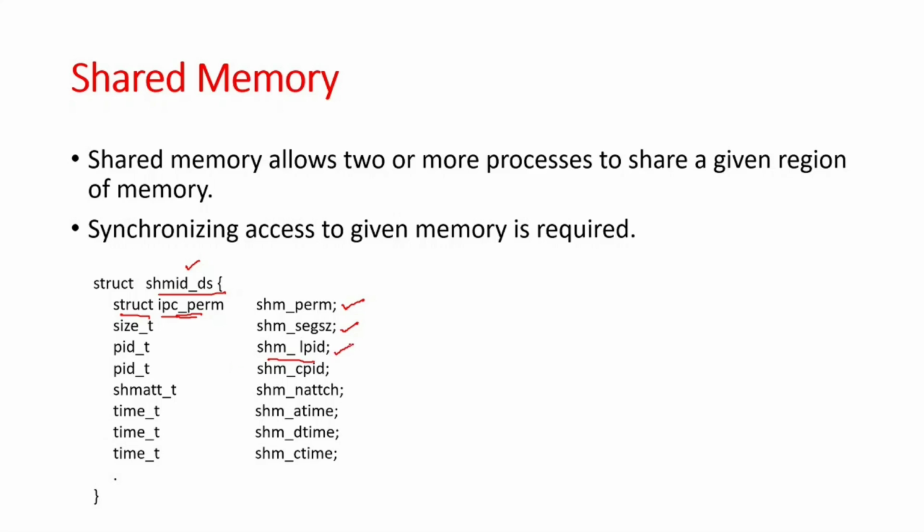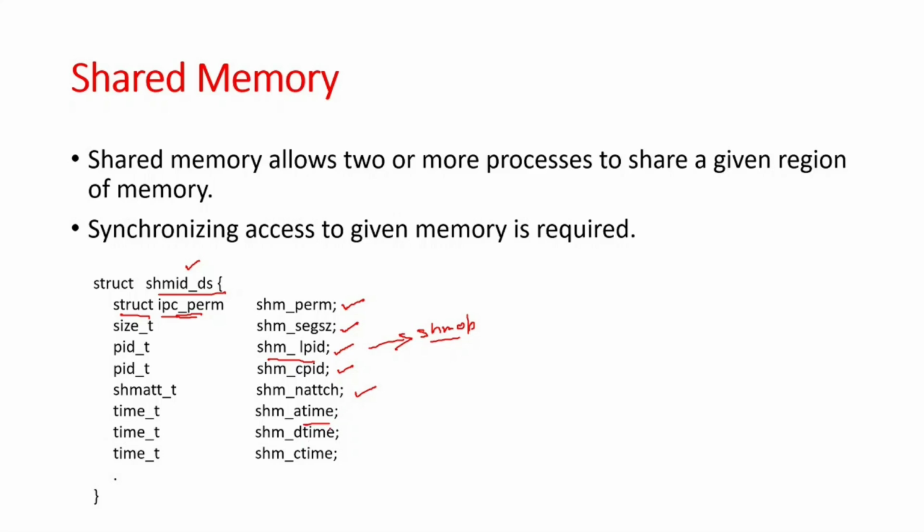Shared memory LPID. L stands for last PID. This is the PID of the last process that made use of the shared memory operations, which we will look at very soon in the next slides. Then CPID, which is the PID of the creator. Then shared memory attach, which is the number of current attaches to the shared memory. And a time represents the last attach time.